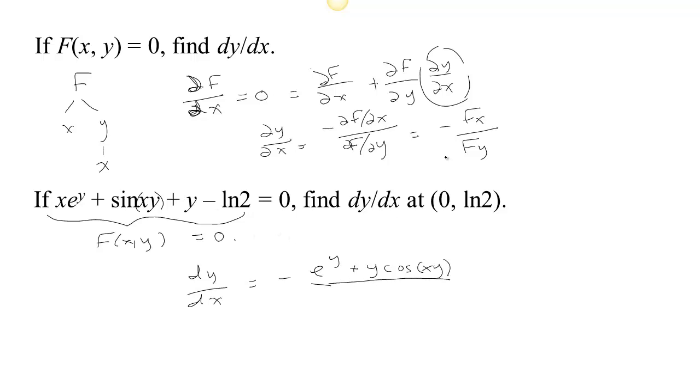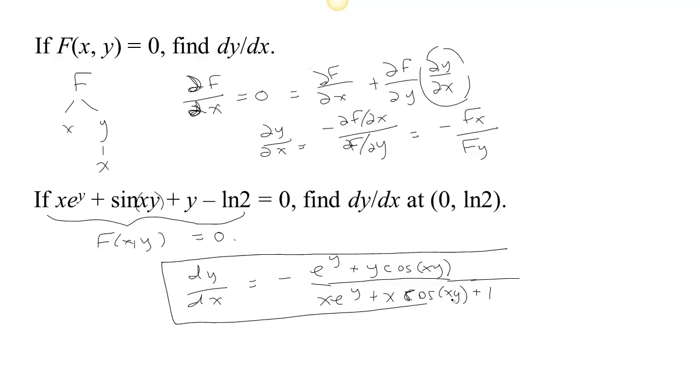Then we divide by the derivative of f with respect to y. The partial of f with respect to y is x e to the y. And the partial of this with respect to y is x, let's see, the derivative of sine is cosine xy times the derivative of what's inside. That gives us the x out here. And then finally the derivative of y with respect to y is 1. So we have dy dx is negative f sub x over f sub y. We found it just by using this formula that comes from our multidimensional chain rule.